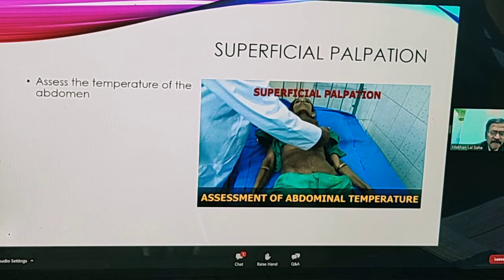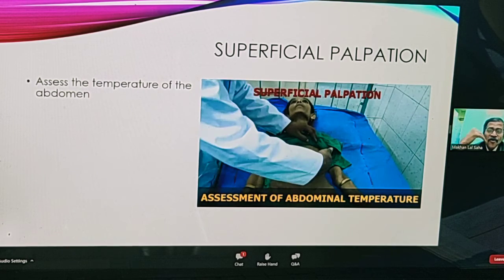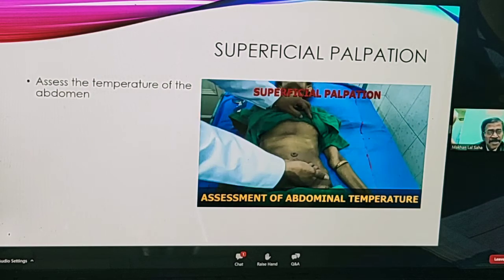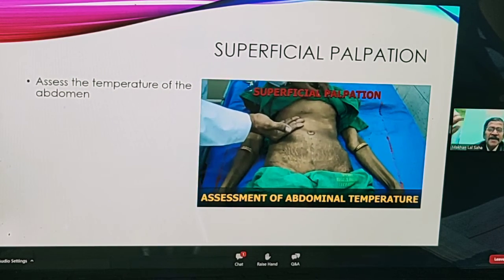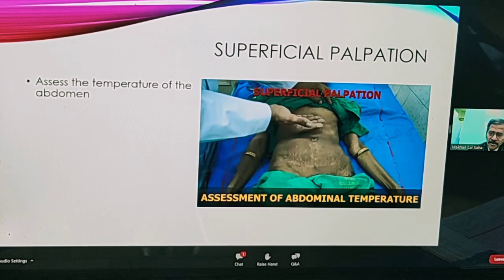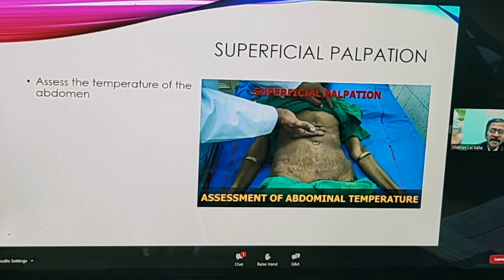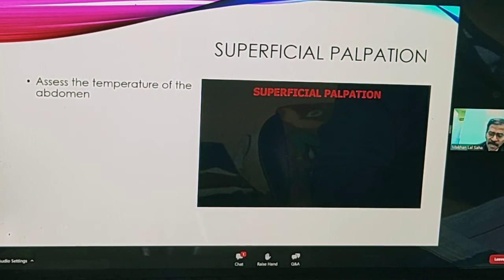How to assess the temperature? You assess the temperature with the back of the fingers. So try to compare the temperature with the chest and go to each of the quadrants or regions as you like. Either go by quadrants or go by regions and compare with the chest temperature. So this is how you look for the abdominal temperature. Don't finish up at one point and say the abdominal temperature is normal. So you have to see all the regions or go to each of the quadrants.